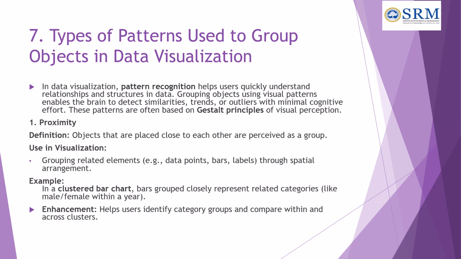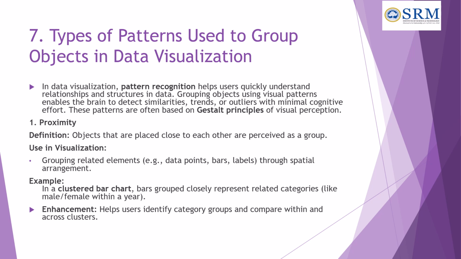Next topic is types of patterns used to group objects in data visualization. In data visualization, our brains are really good at spotting patterns. One common pattern is called proximity, which means that we naturally see things that are close together as a group. For example, in a bar chart, if two bars are placed very close to each other, like one for boys and one for girls in the same year, we automatically see them as part of the same group. This helps us quickly compare the two values side by side.